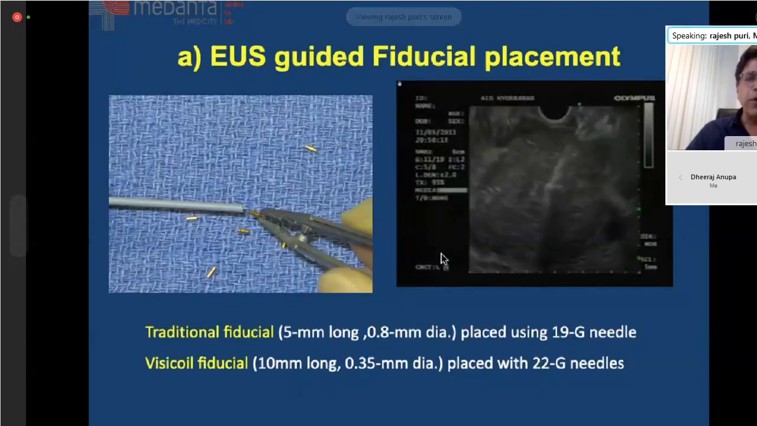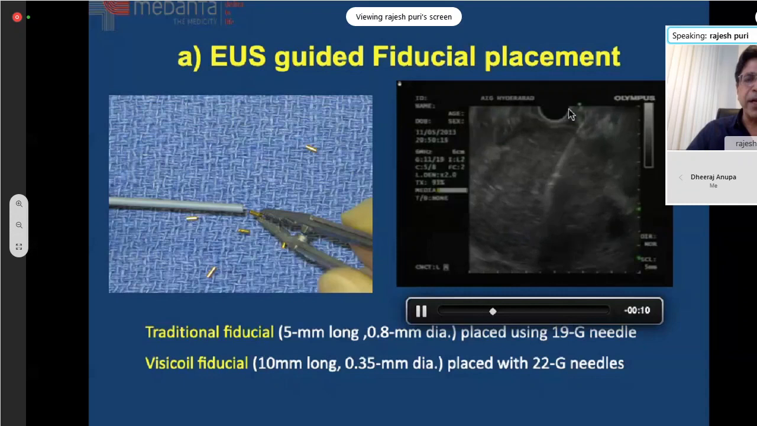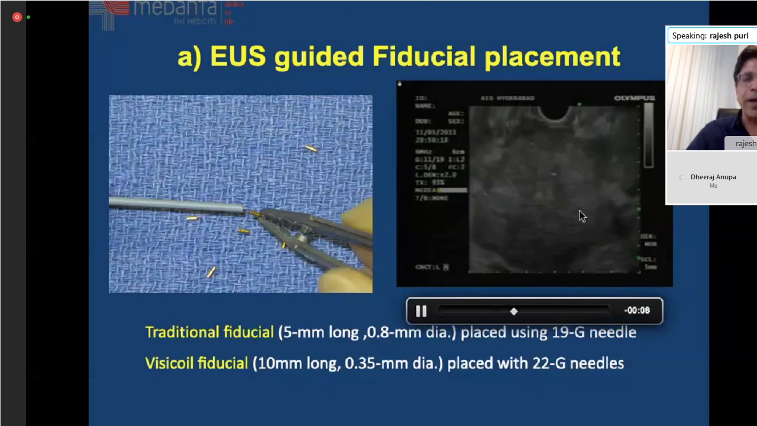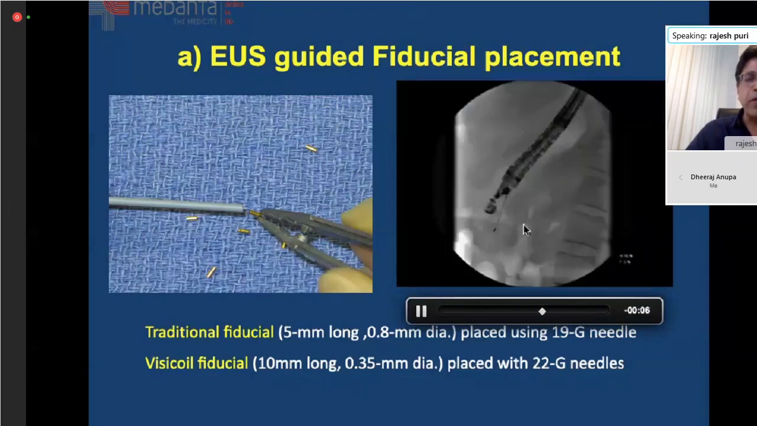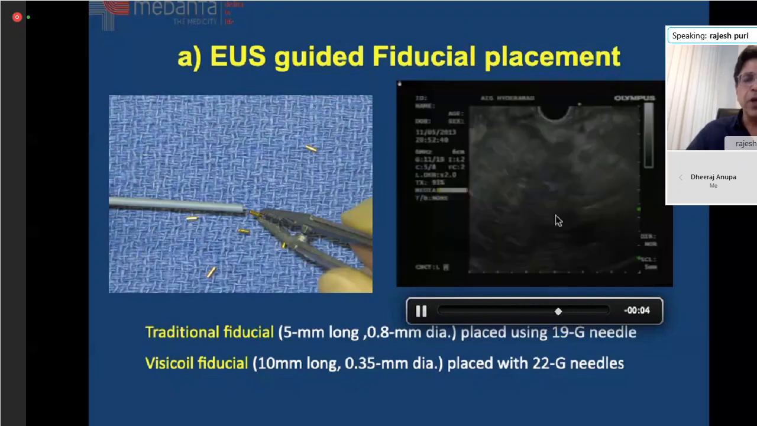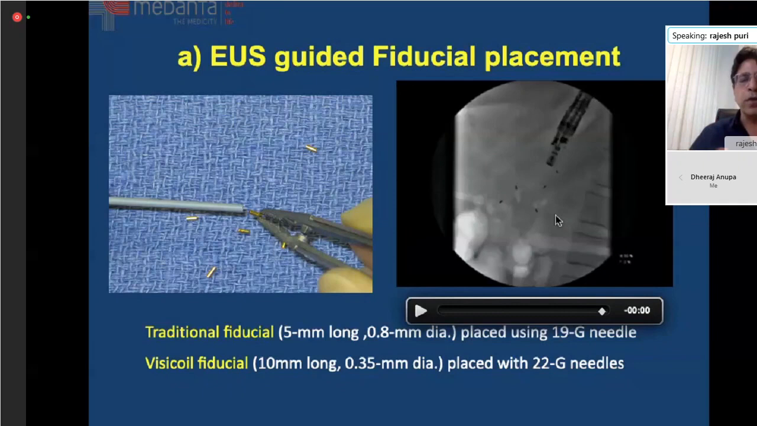I talk about the fiducial placement. In a patient with pancreatic carcinoma who requires radiotherapy, you can inject the fiducial marker. These are the fiducial markers. You inject on the corners, so the radiation gives high radiation doses and helps in preparing the patient for Whipple surgery.